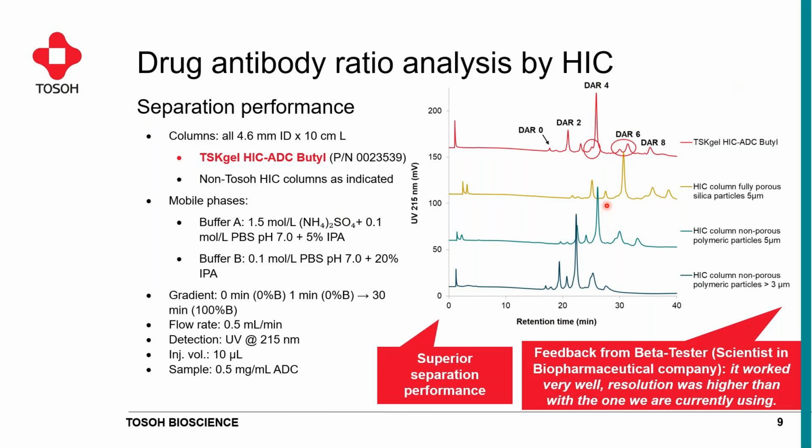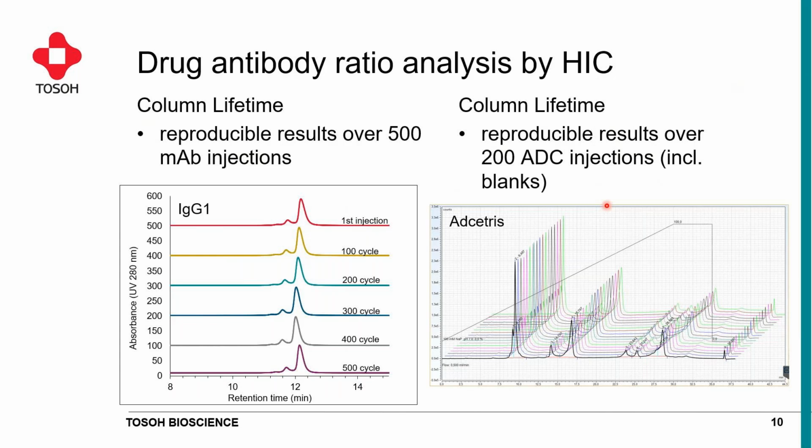One thing I also pointed out already was that we had a look at the injection to injection repeatability of that column. So we tested it with two different molecule types. One was an IgG, which I would personally regard as the easier sample because it's less hydrophobic. And we saw that over 500 injections, the chromatogram is actually very comparable to the very first injection.